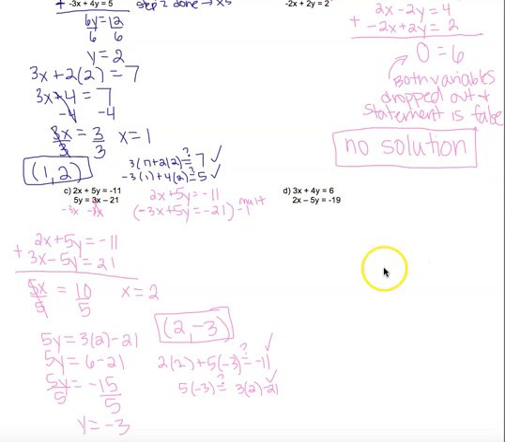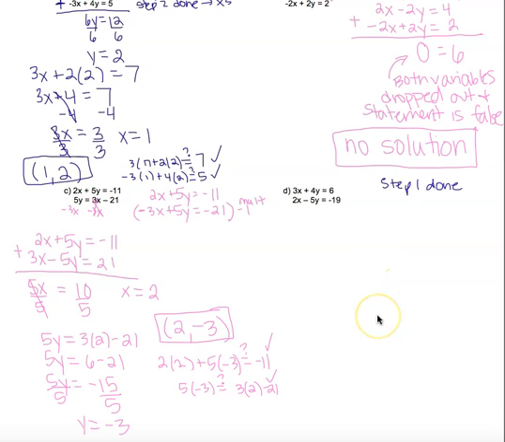All right, moving on to the last one. Last example. So step 1, make sure that everything is lined up in columns. So x's, y's, equal signs, and then my constant. So step 1 is done.